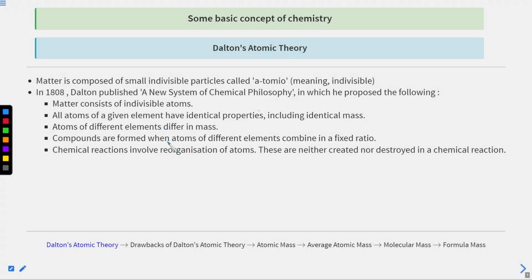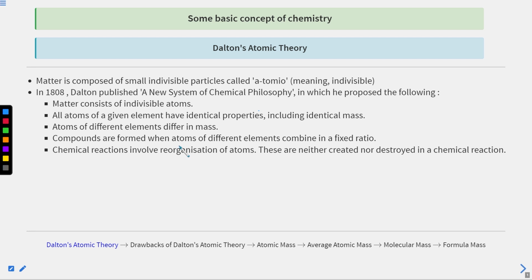So let us continue with the chapter of some basic concepts of chemistry. Today we are on Dalton's atomic theory. So let us start our today's class. First of all, the first atomic theory was given by Dalton. It was the starting point for atomic theory. Before that, no atomic theory was given. So there are some main postulates of this atomic theory that should be mentioned.